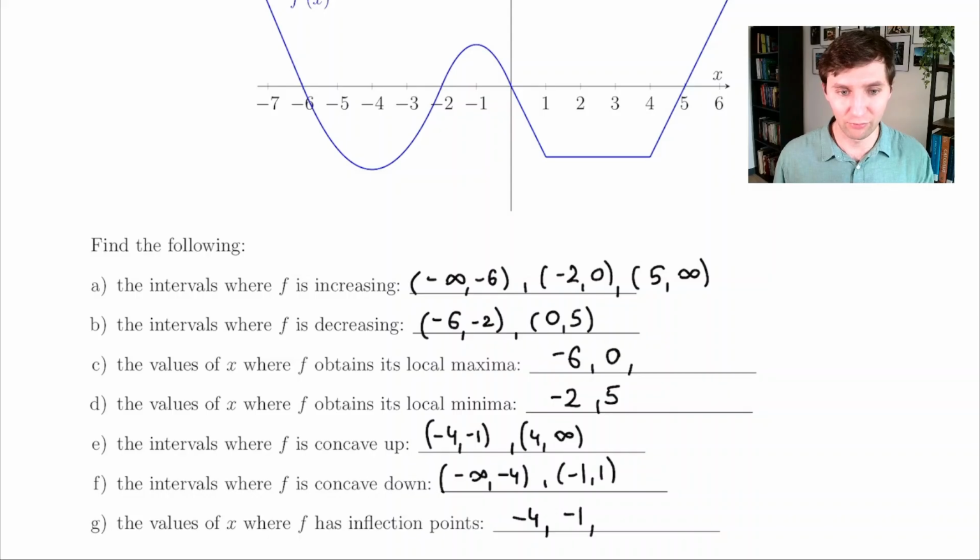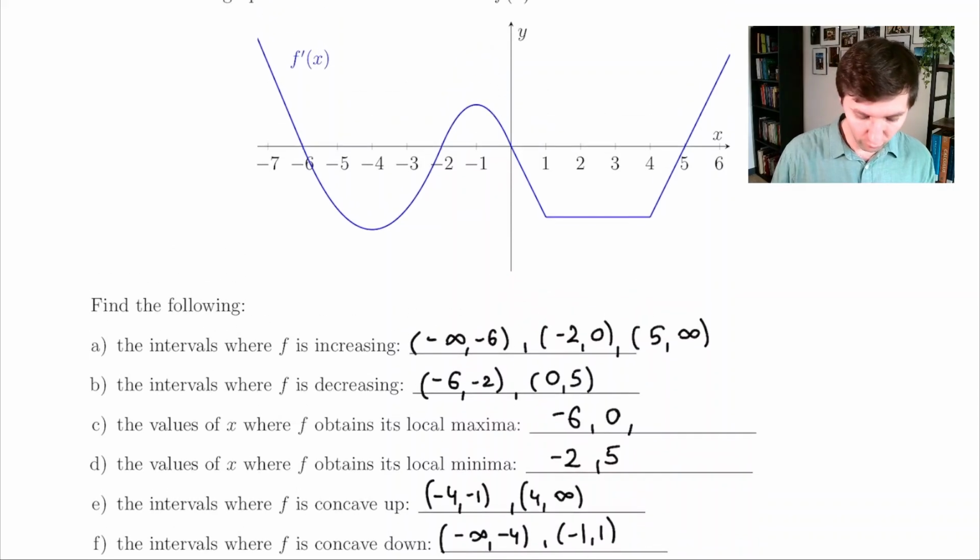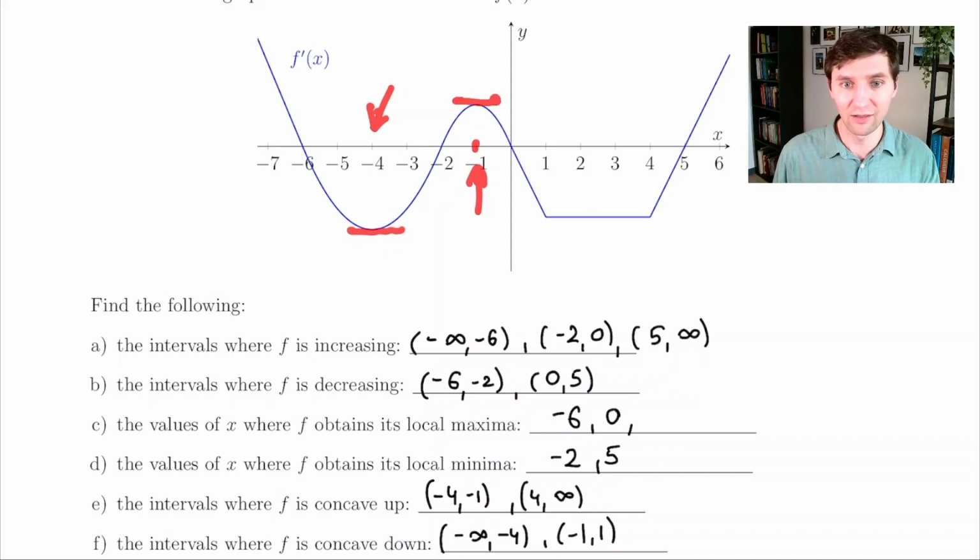The final thing I want to mention is that these values, -4 and -1, places where inflection points occur, are also places where the first derivative has its critical numbers. These are the critical numbers of the first derivative, because these are the places where the derivative of the first derivative is equal to 0. The second derivative there equals 0.